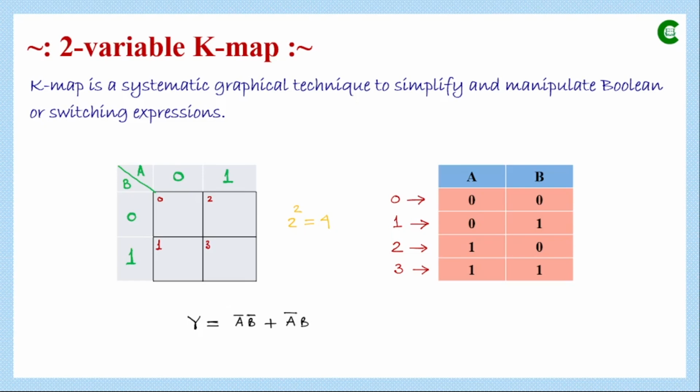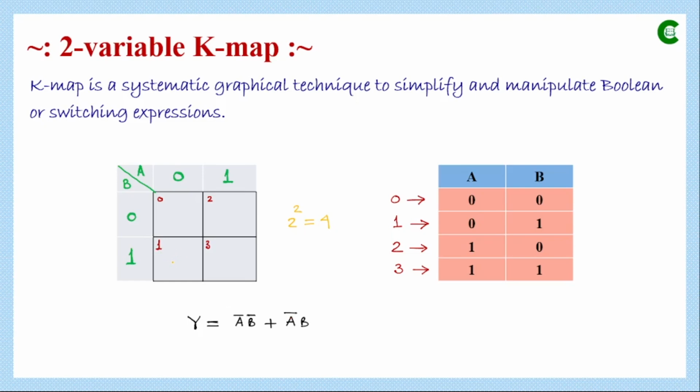So what we will do is, a bar b bar means the corresponding decimal number is 0, and that we have already learned in the class of Minterms and Maxterms. So that means corresponding to this min term, we will fill this cell by 1. The next min term in that expression is a bar b. Its corresponding decimal number is 1, that also we know. So this cell will also be filled by 1.